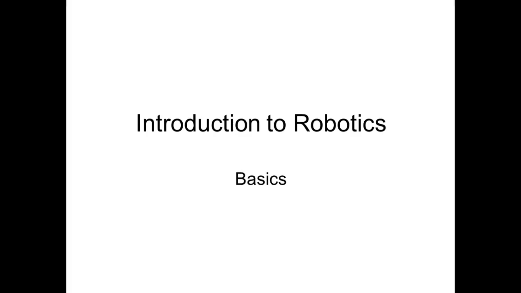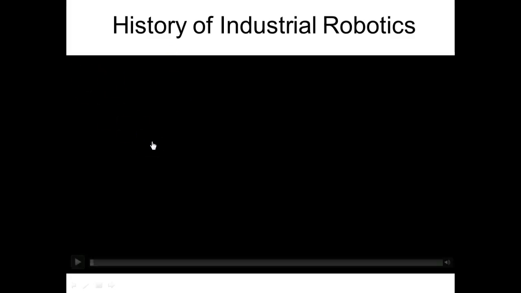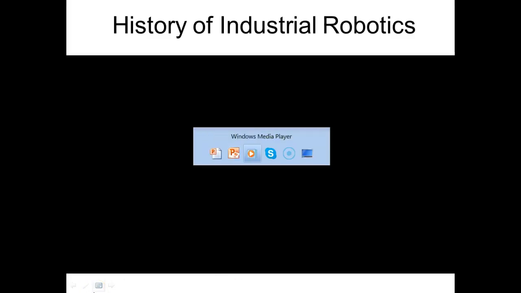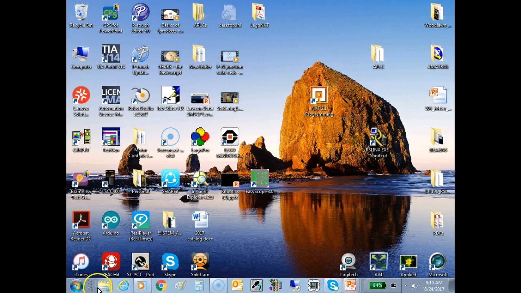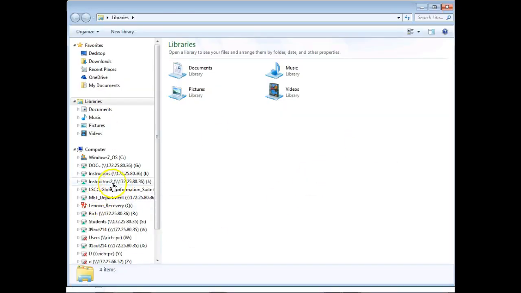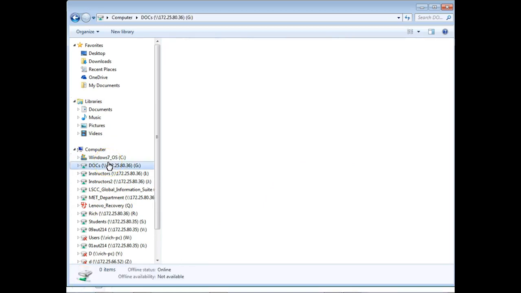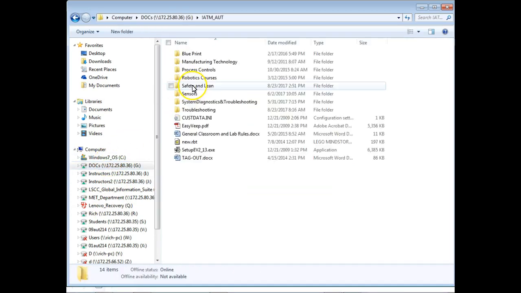So what we start off with here is a basic history of industrial robots. Robots that were built specifically to be put into, and hopefully it plays. Of course it doesn't, but let's go up. I should have left this opened up so I could pull them up here.